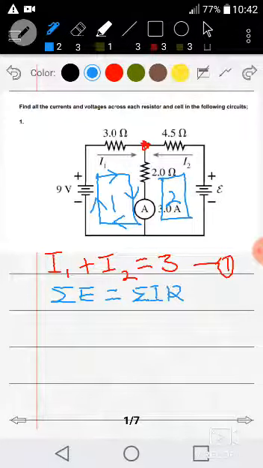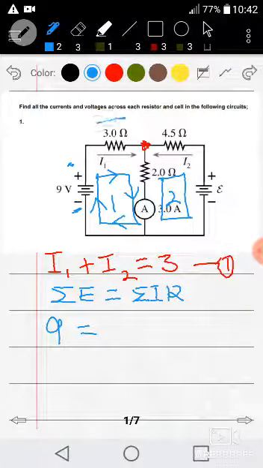So for the first loop, loop 1, we have the total voltage to be 9, and since the direction of the loop is coming from the negative terminal towards the positive terminal, this voltage is positive. So the total EMF should be equal to the total potential drop. At the 3 ohm resistor, current is moving in that direction, and the loop is in the same direction, so I1 is positive. So we shall have 3I1.